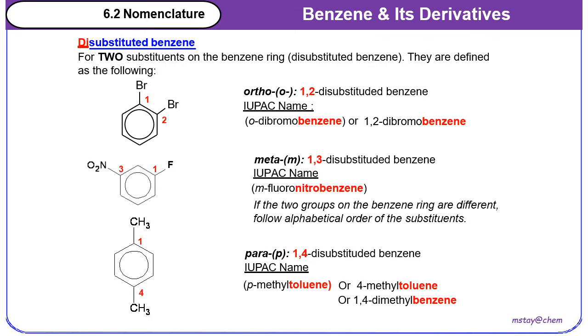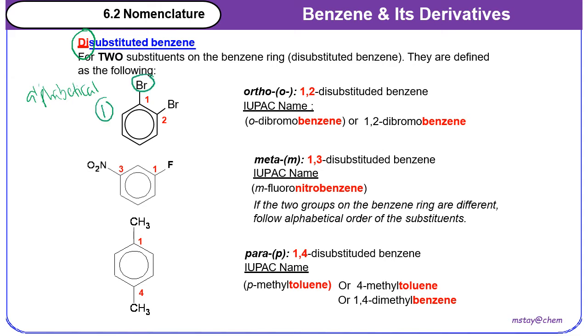If there are two substituents, we call it a disubstituted benzene. Similar to the previous case, we have to identify the name of the substituents, and then give the name following the alphabetical order.